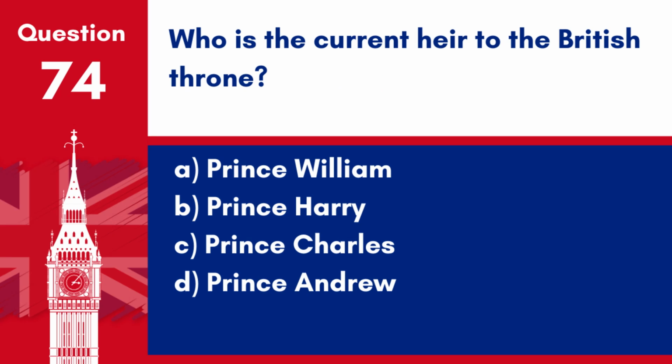Question 74. Who is the current heir to the British throne? A. Prince William. B. Prince Harry. C. Prince Charles. D. Prince Andrew. Answer: A. Prince William. As of the last update, Prince William is the current heir to the British throne, following his father, King Charles III.